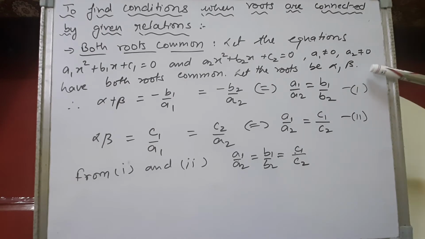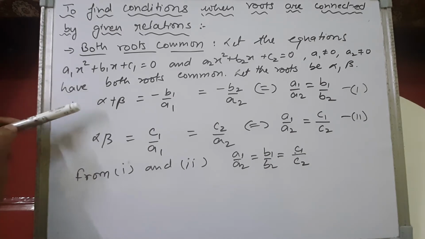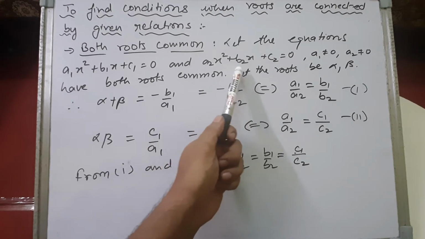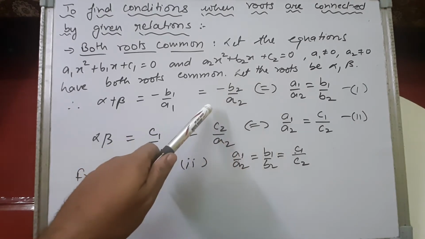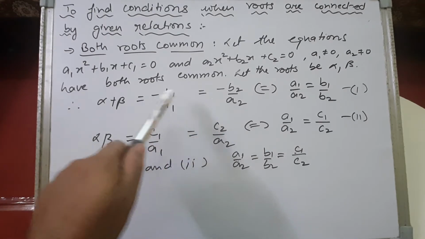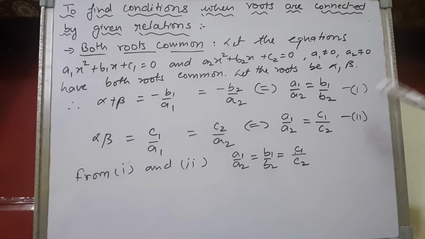So let the roots be alpha and beta. If we calculate the sum of the roots from the first equation, we get alpha plus beta equals minus b1 upon a1. And from the sum of the roots of the second equation, we get minus b2 upon a2. When we equate these two terms, minus and minus will get cancelled, cross multiply, and we get the condition a1 upon a2 is equal to b1 upon b2. So this is the first condition that we obtained, right?